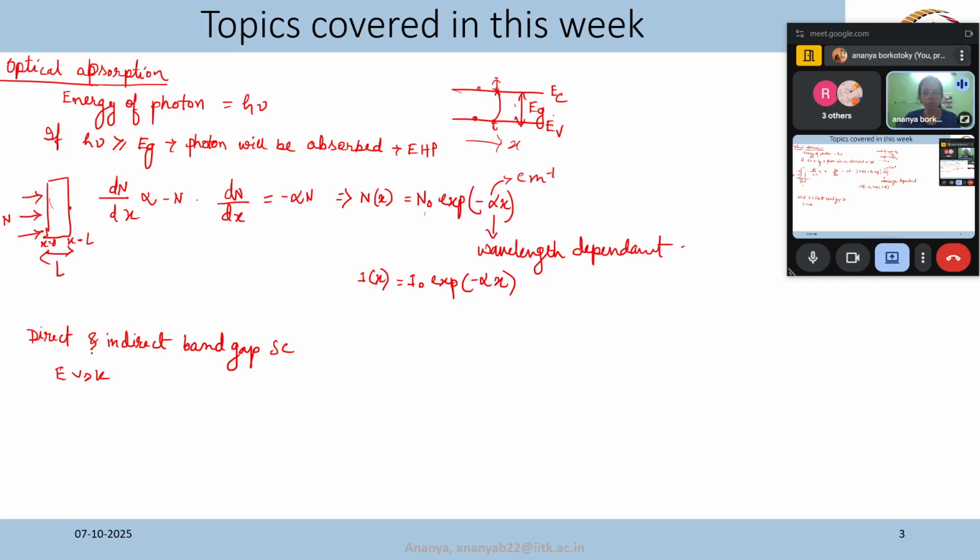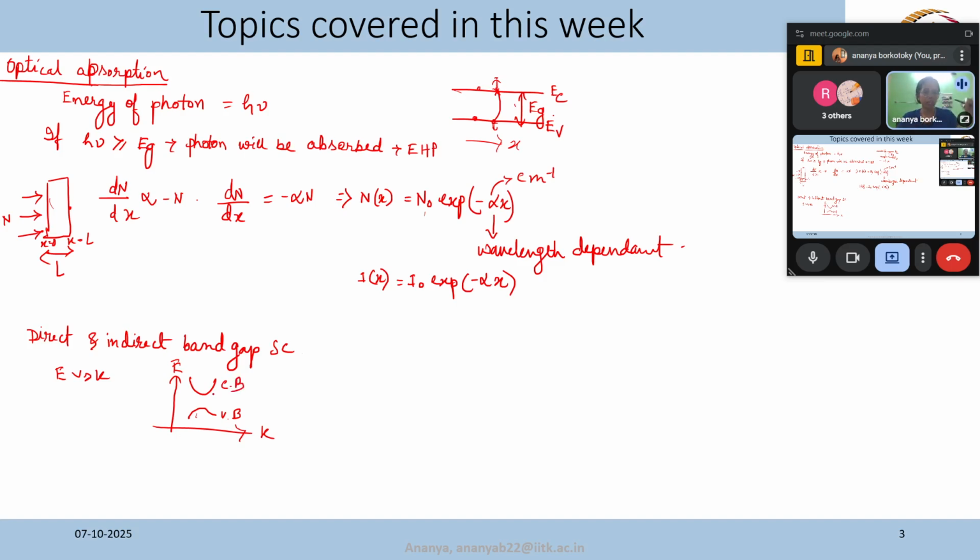So whether a semiconductor is direct bandgap or indirect bandgap, we get from the EK diagram. Say we have E in the y-axis, K in the x-axis, and we have these energy bands. Now how these energy bands appear, we have discussed in the initial part of the course, like how the energy bands form in semiconductors. Say this is our valence band and this is our conduction band. Typically the conduction band and valence band have this kind of structure.